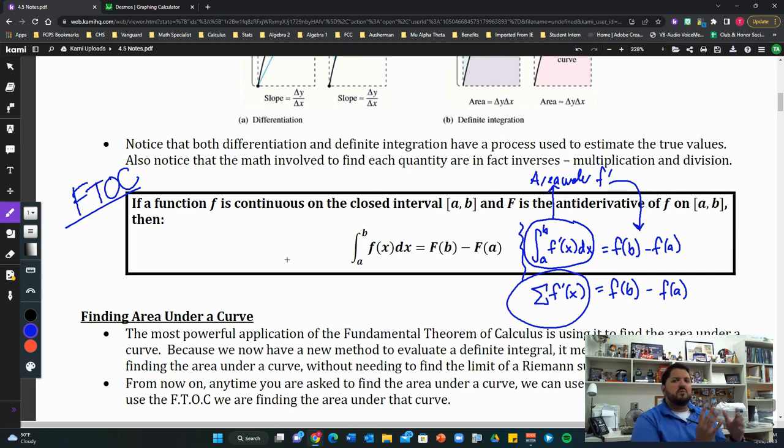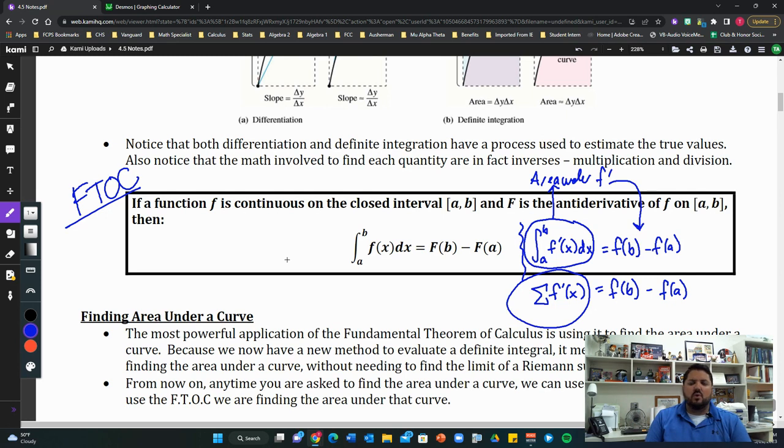Now we don't have to do the limit process anymore. We don't have to worry about making geometric shapes or anything like this. If I can find the antiderivative of my function, I can use the fundamental theorem of calculus to tell me what the area under that curve really is. And now, more importantly, we have this real-world understanding of what that area means to us.